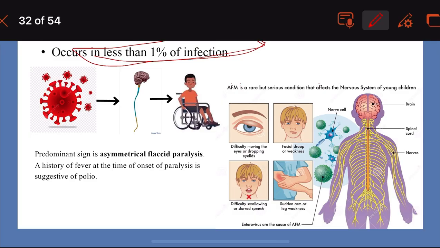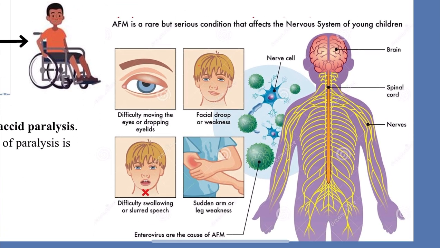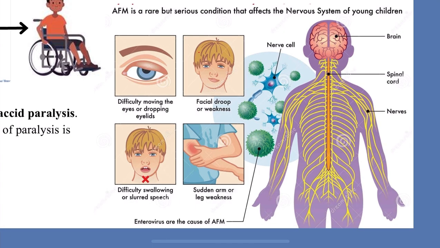The acute flaccid myelitis is a rare but serious condition which affects the nervous system of young children. In acute flaccid paralysis, the patient presents with difficulty moving the eyes, or there could be ptosis, that is the drooping of the eyelids. Facial drooping can be seen, facial weakness or difficulty in swallowing, slurred speech, weakness in the arms and the legs. So the enterovirus is the cause of what? Acute flaccid myelitis, which stands for AFM.